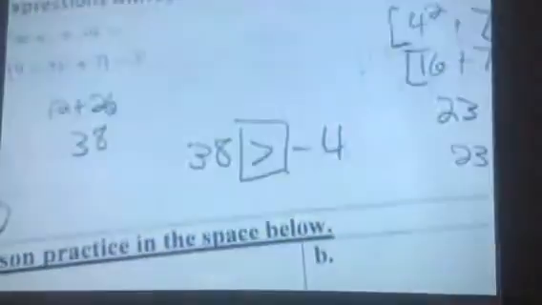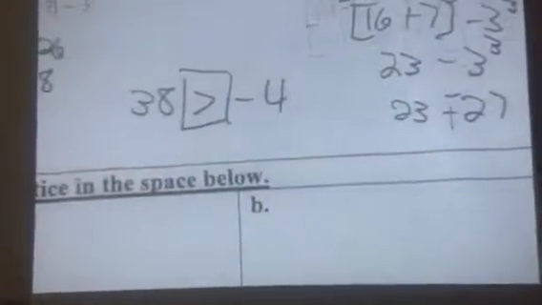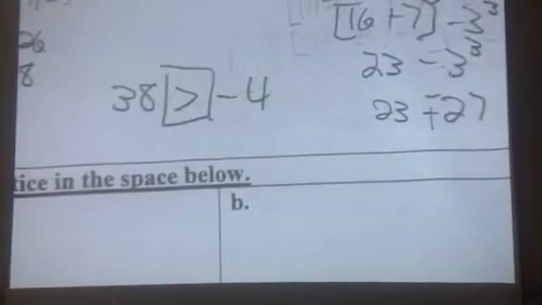My answer is a greater than sign. Greater than, greater than. All that work for one greater than. This was a positive 38. This was a negative 4. Work inside your symbols of inclusion first. Start with the innermost parentheses, then work your way out. That's all.